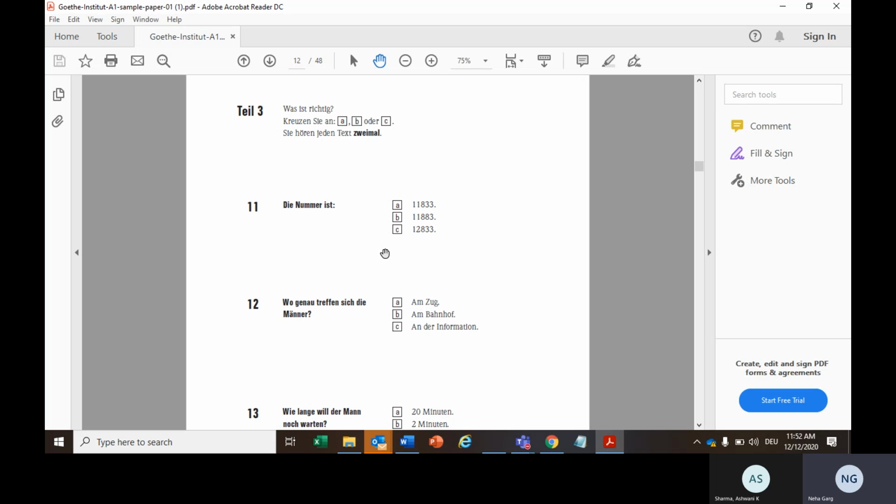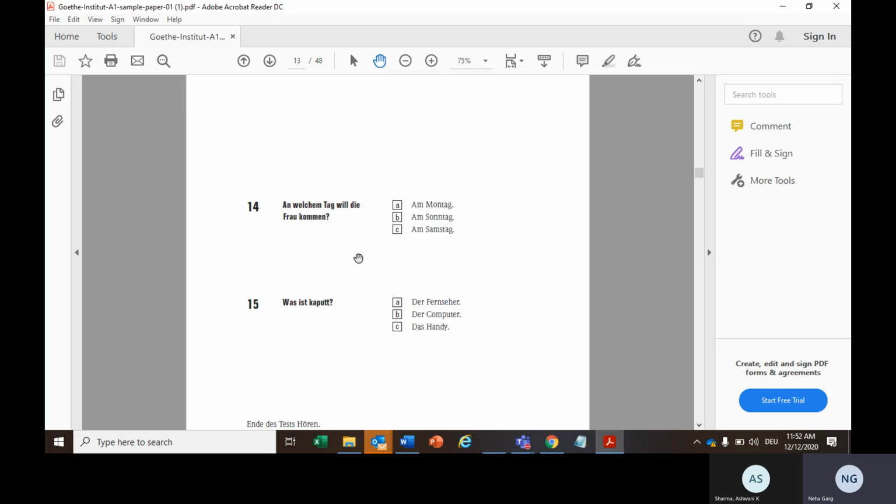Then Teil 3 is also the same. You listen to the audio and then you have to select the correct answer.